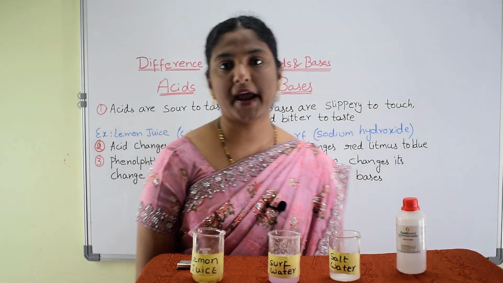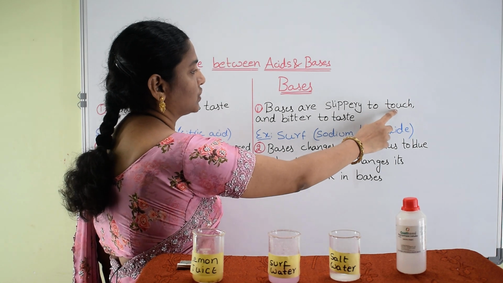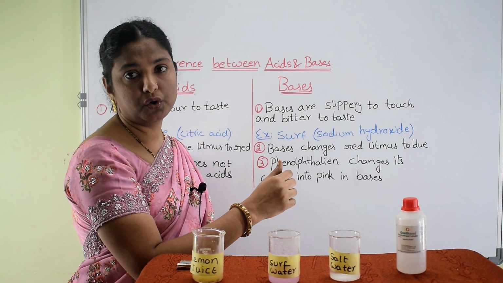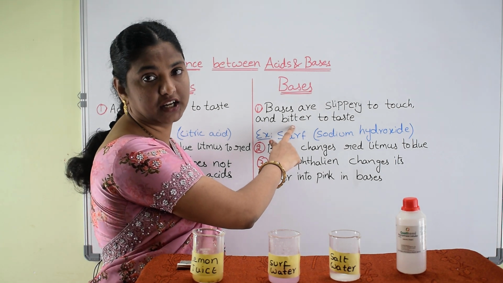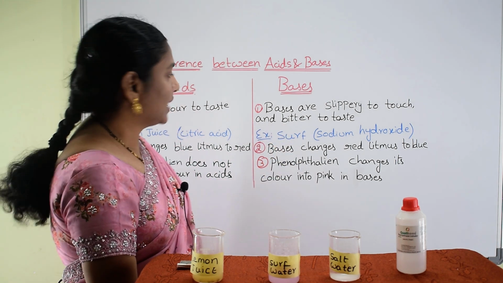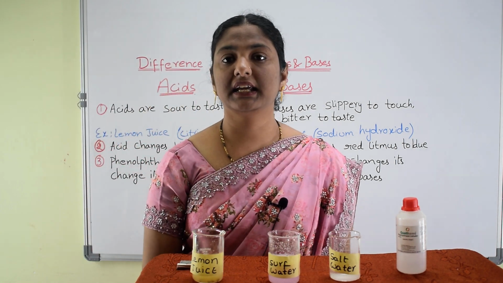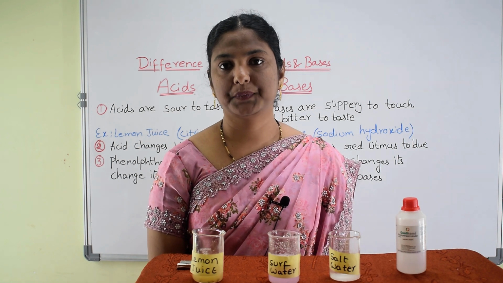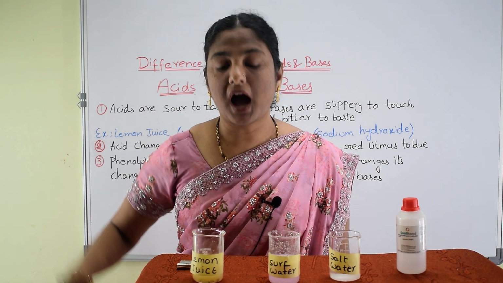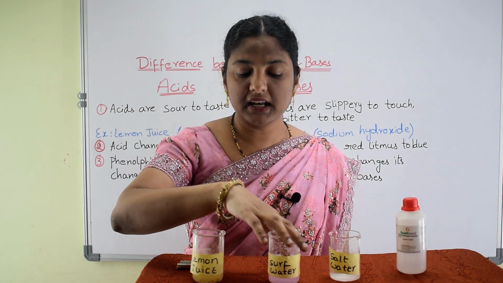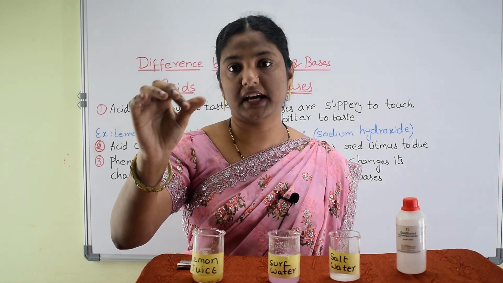So next, to identify bases. Bases are slippery to touch, meaning soapy to touch, and bitter to taste, meaning it has a pungent taste. So next, we have to identify which of these three is a base. What do we have to do? We have to touch all these three substances. Then, in all these three, surf water is soapy to touch.